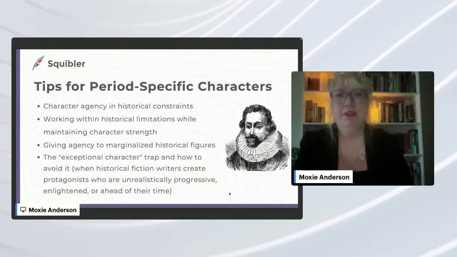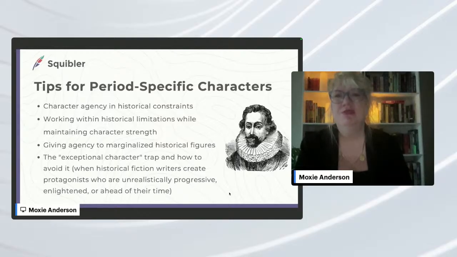Another tip for period specific characters is make sure that your character's agency, their ability to act, is within historical constraints or makes sense for their characterization and in the time period. There are historical limitations that you need to follow while you can still develop and build on your character strength. You might also consider giving agency to marginalized historical figures. We will have a webinar in 2 weeks on writing about different perspectives from people who have been ignored through a lot of fiction and nonfiction during the course of history.